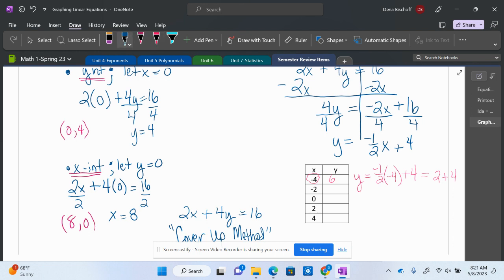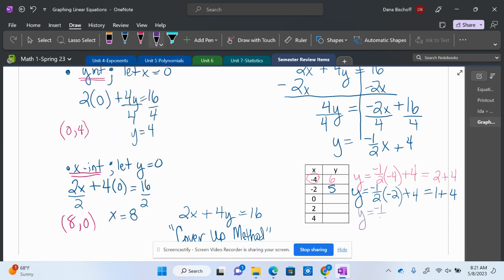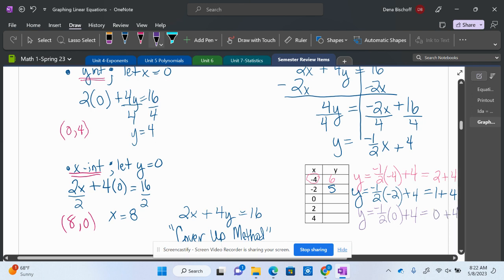Okay. Let's look at the next one. Let's plug in a negative 2. So that's y equals negative 1/2 times negative 2. Well, what's half of 2? Half of 2 is 1. And 1 plus 4 is 5. Let's let x equal 0. That gives me y equals negative 1/2 times 0 plus 4. What's anything multiplied by 0? So 0 plus 4 is 4.